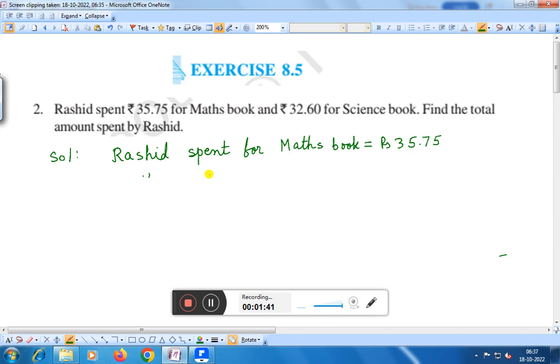And Rashid spent for science book is equal to rupees 32.60.